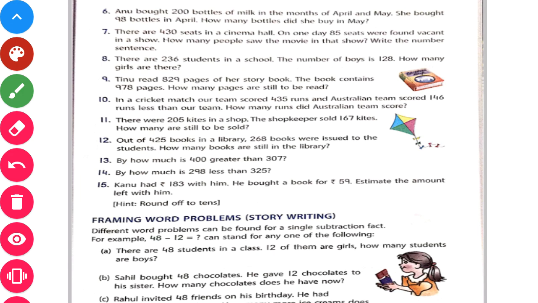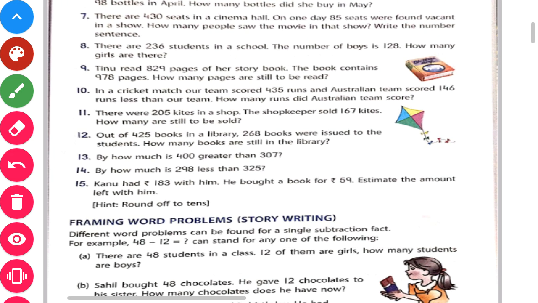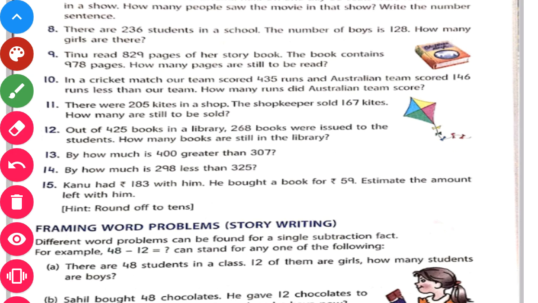So our next question is question number 9. Question number 9 says, Tinu read 829 pages of a storybook. The book contains 978 pages. How many pages are still to be read? So Tinu read 829 pages of her storybook and the total number of pages in that book is 978. Now, how many pages are still to be read?